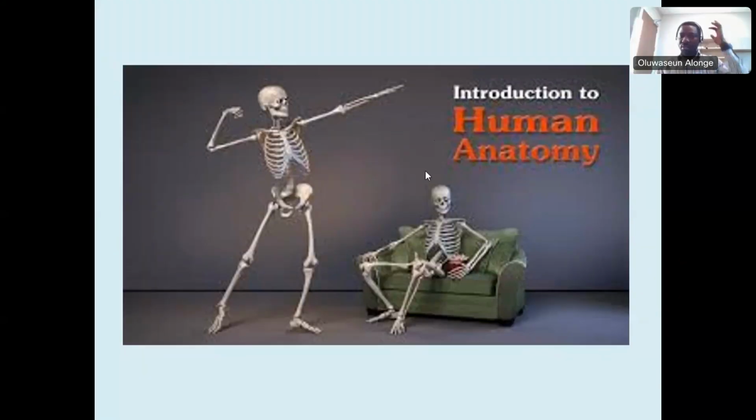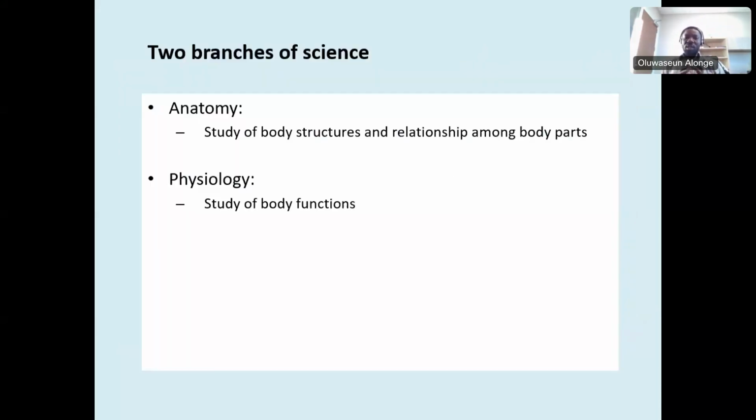Hi, this is chapter 1 of Anatomy and Physiology, and I'll be looking at Introduction to Human Anatomy. Now, what is anatomy and physiology? Anatomy means structure and physiology means function. So there is this theme that says that structure determines function.